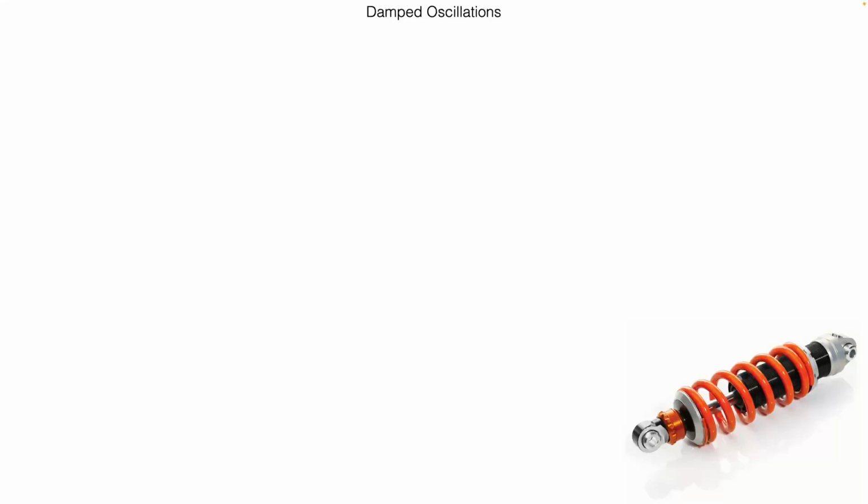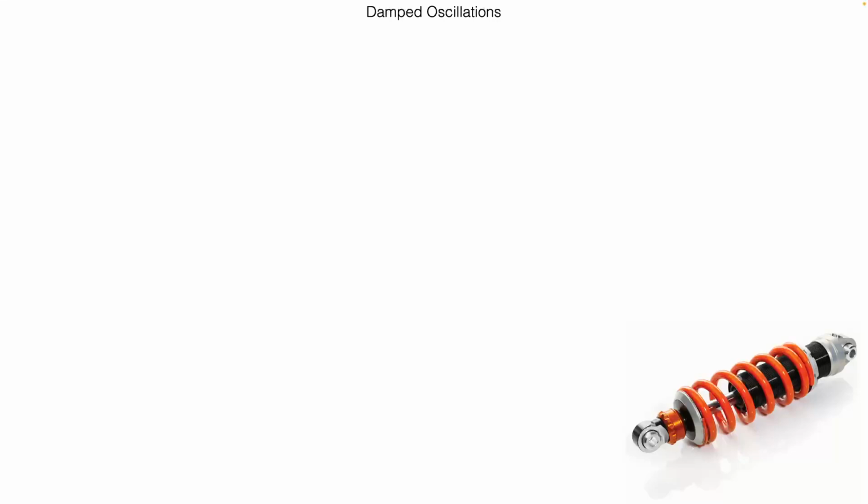Now we're going to add some friction in simple harmonic motion, and we're going to do this conceptually. We're not going to do very much math at all here. When you add friction, we call it damped oscillations. To dampen an oscillation is to suppress it, to remove its energy while it is doing its oscillation.